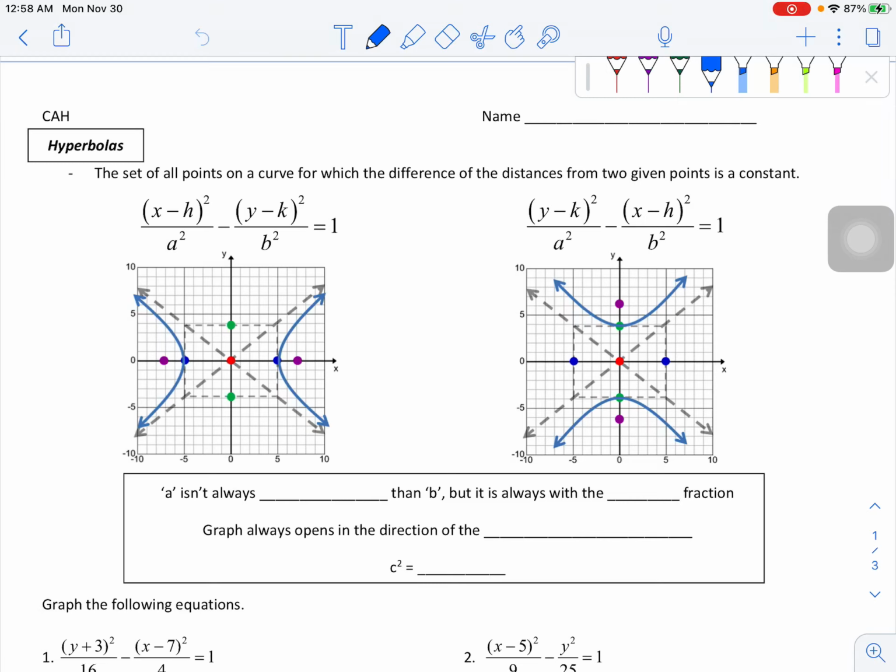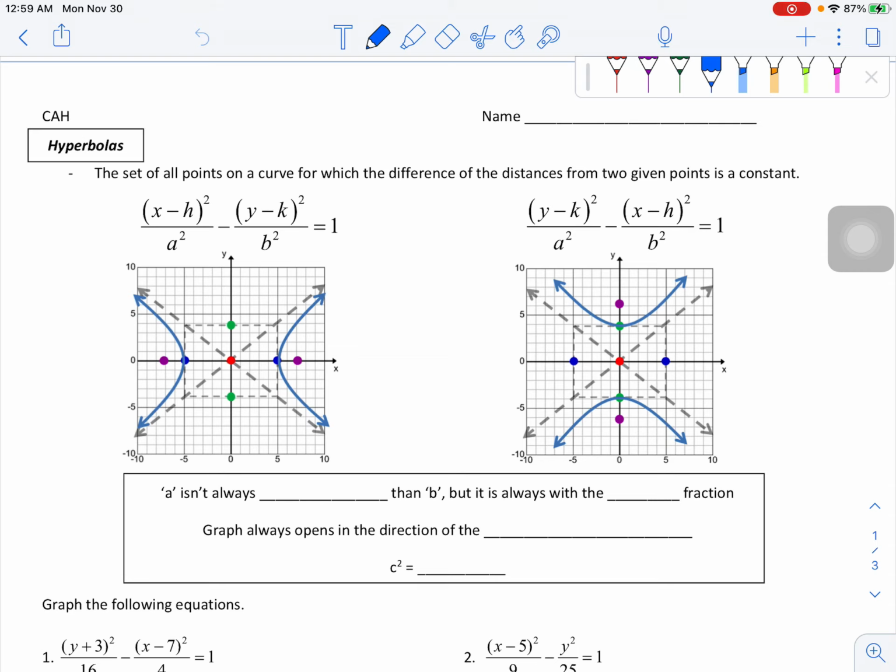All right, so in this video we're going to talk about the fourth of the conic sections, called hyperbolas. Hyperbolas are defined as the set of all points on a curve for which the difference of the distances from two given points is a constant. The two given points are the foci. Not a parabola. A hyperbola has two branches, two curves, two vertices, two foci. It also happens to have two asymptotes.